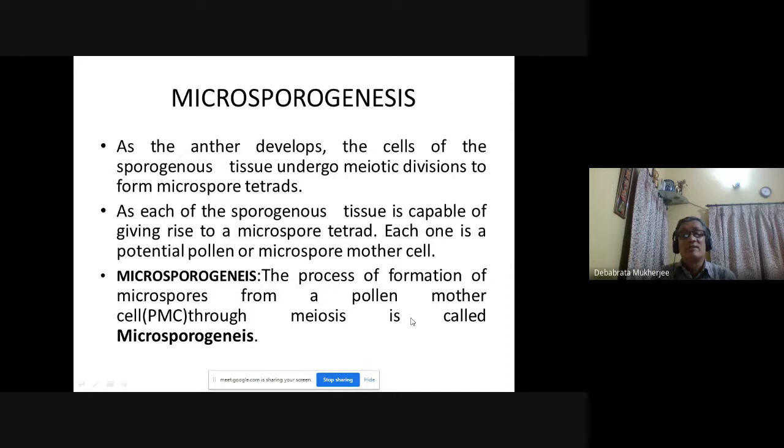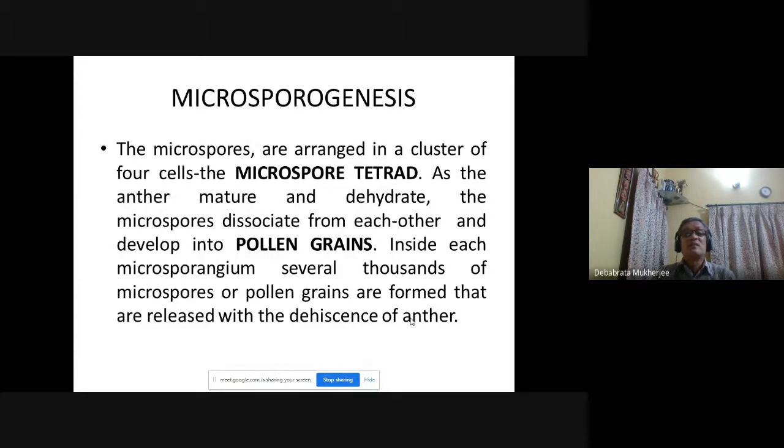Then coming to the concept of microsporogenesis. This is simply the process by which the microspores are formed from a pollen mother cell through meiosis, which is called microsporogenesis. These microspores are arranged in a cluster of four cells, the microspore tetrad.